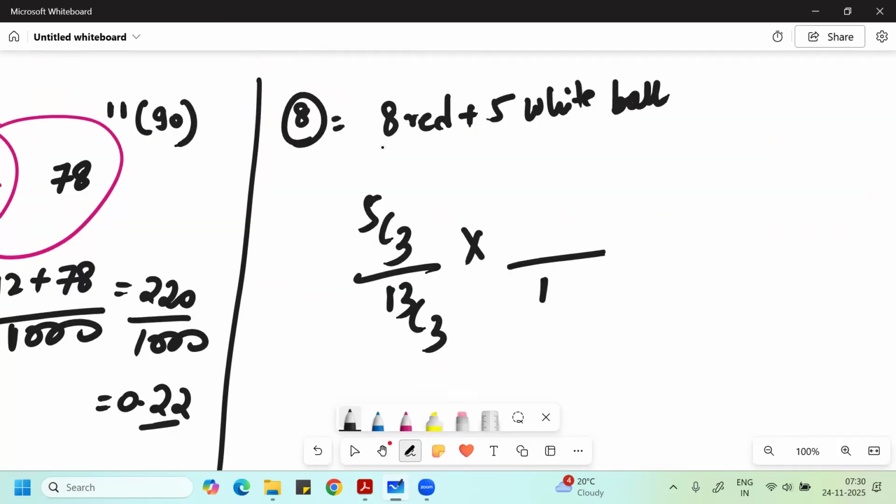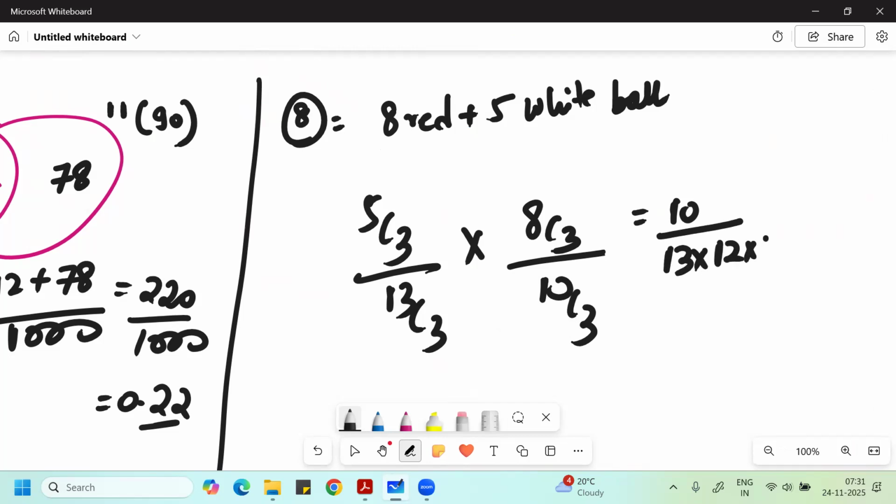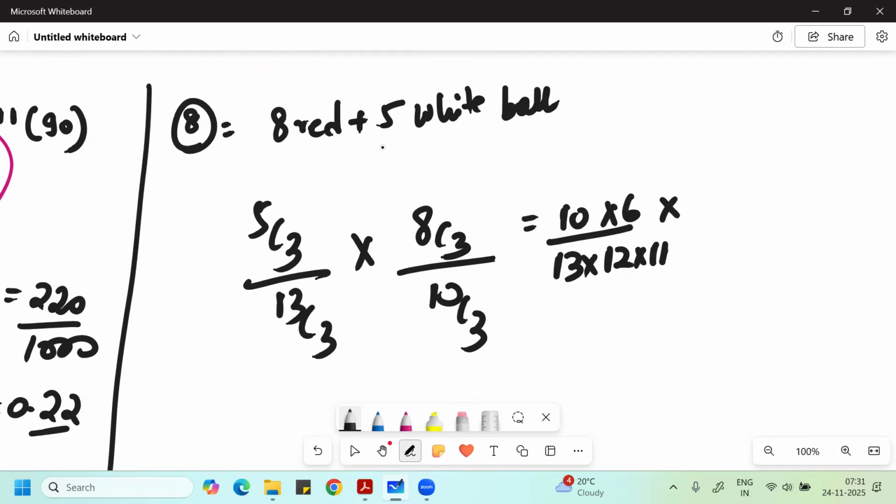So now a total of 10 balls are left, and you want three red balls. So it would be 8C3. 5C3 is 10. Then 13C3 would be 13 into 12 into 11 by 6. 8C3 is 8 into 7 into 6 by 6, the 6 will cancel. It is 56. 10C3 is 10 into 9 into 8 by 6.